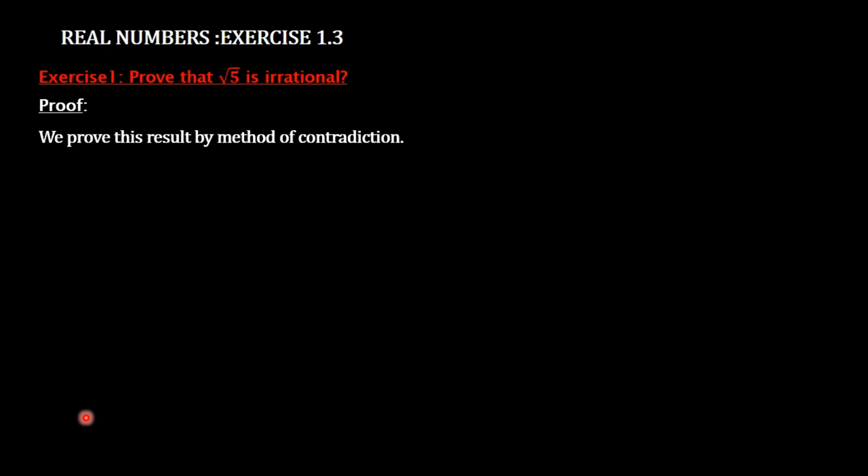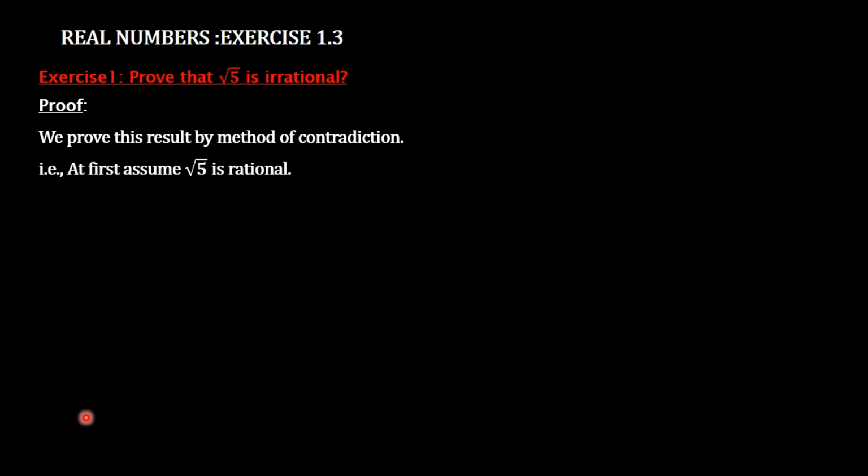For that, what are we assuming? Root 5 is a rational number. At first, assume root 5 is a rational number. Okay. By the method of contradiction, you have to note why we are using this method: we have only two results, that is, either root 5 is rational or root 5 is irrational. So, that's why we are using the method of contradiction here.